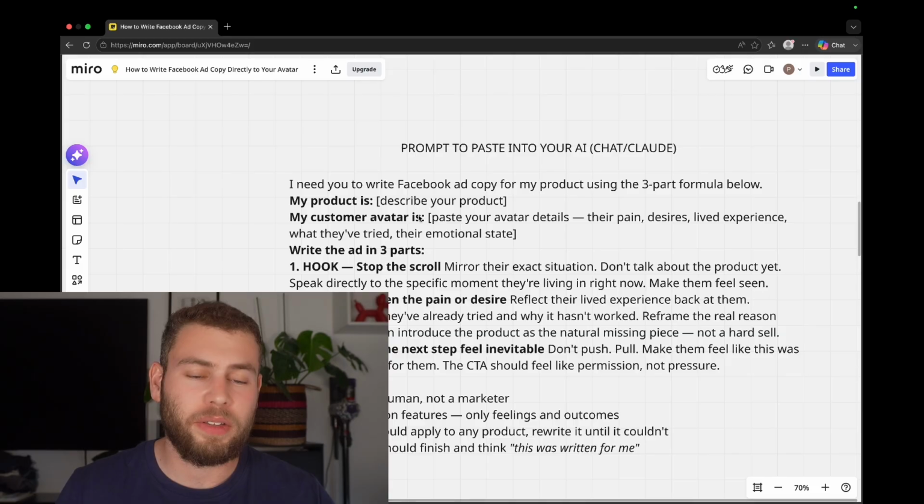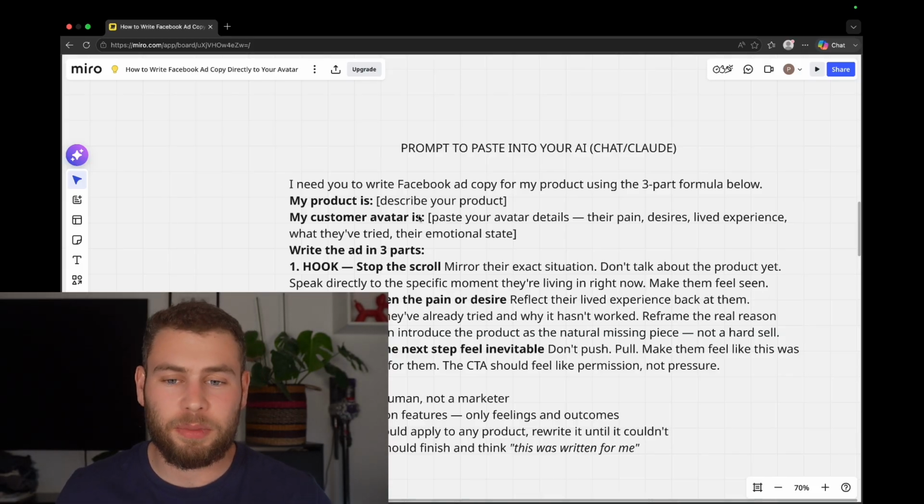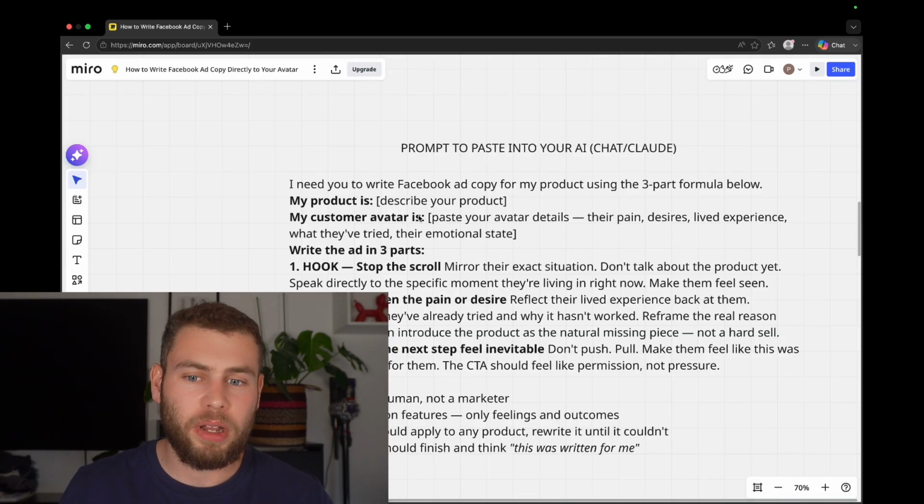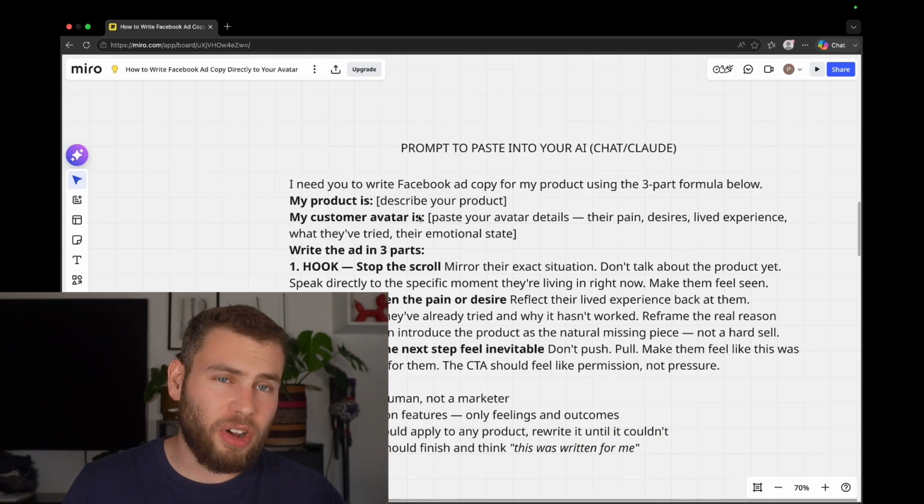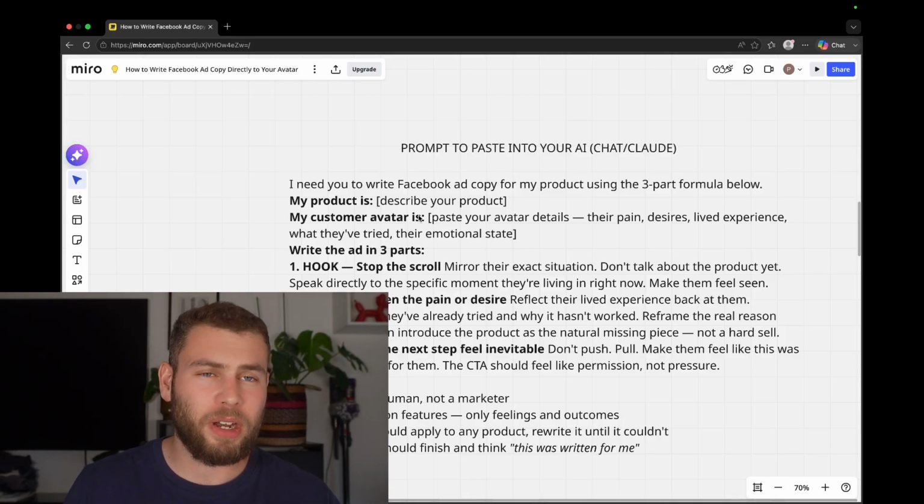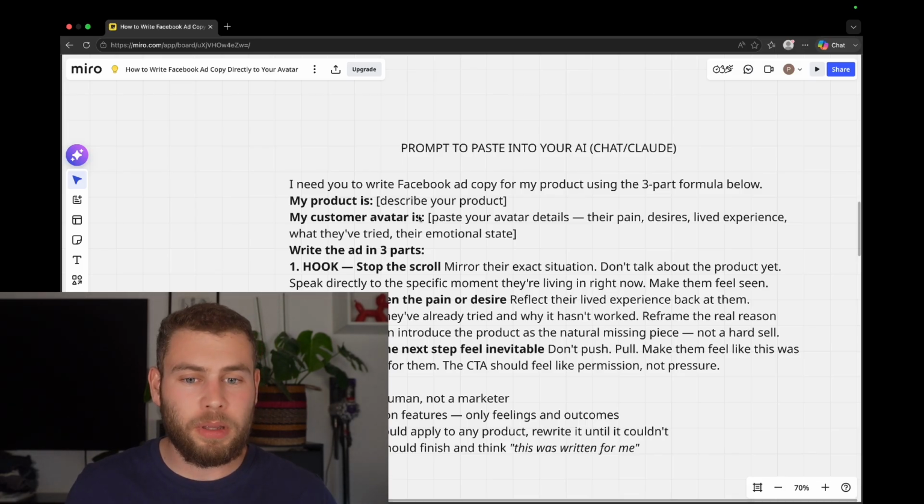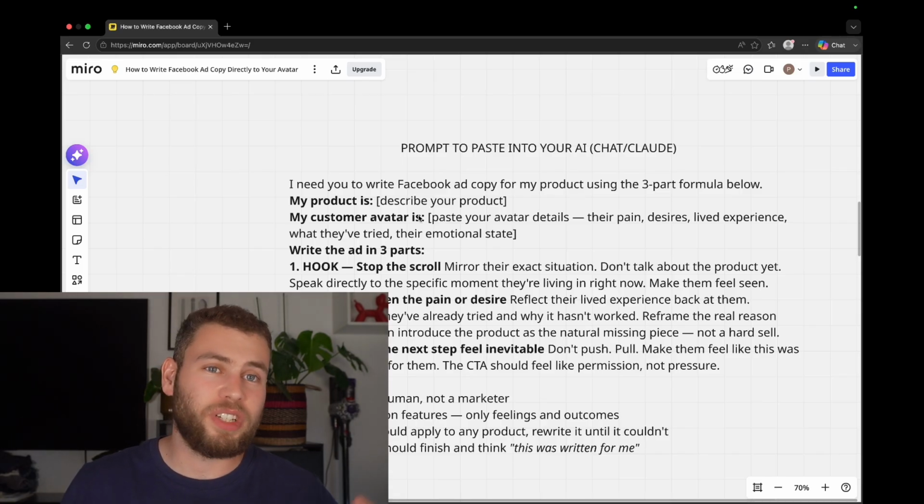So we need to make sure we understand their pains, their desires, their lived experiences, and what else they've previously tried. We want to create an emotion and an emotional state so that the reader of the advert will resonate with this the most. Then write the ad in 3 parts, which is the hook, which is going to ultimately stop someone from scrolling. And this is where we're going to need to look for high click-through rates on our ad. Mirror their exact situation, but don't yet talk about the product that we're trying to sell. The body, which is going to deepen this emotion and reflect their pains and their most wanted desires, dream outcomes. And finally, the CTA, which is going to make the next step, which is clicking on to the website, feel natural. We don't want to be too pushy.